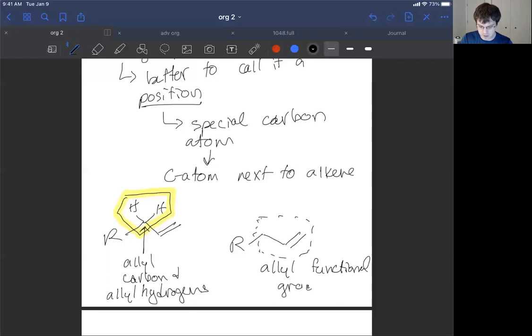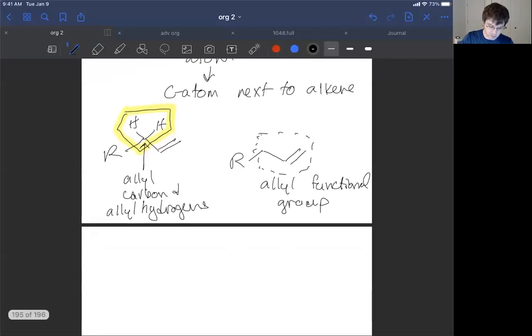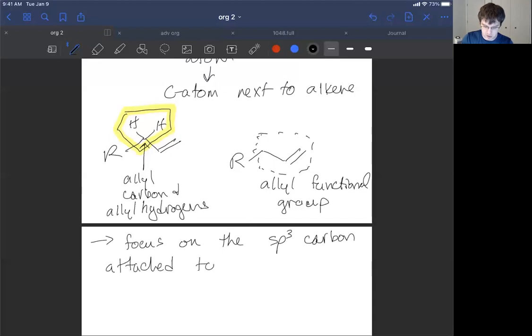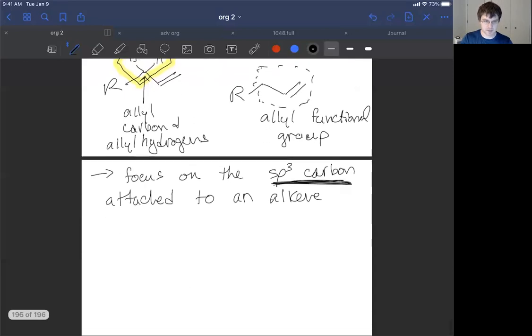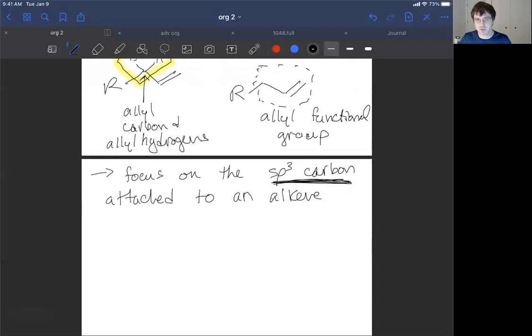And you're like, wait, isn't that just an alkene with a carbon? Yes. That's why I say it's actually a little bit more helpful to pay attention to the position as opposed to the actual functional group. So again, what we want to focus on is the run-of-the-mill sp3 carbon attached to an alkene. So we want it to be an sp3 carbon. That is, kind of your typical tetrahedral carbon. It's got 4 atoms attached to it, no double bonds, that sort of thing.